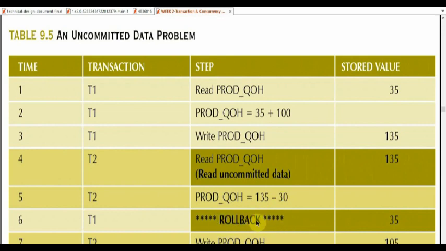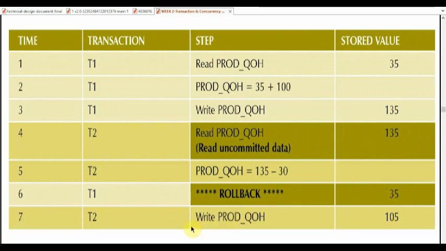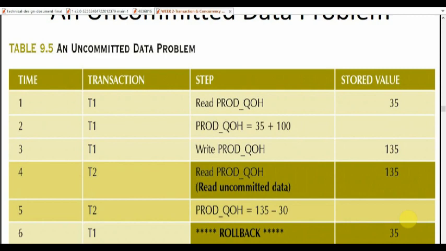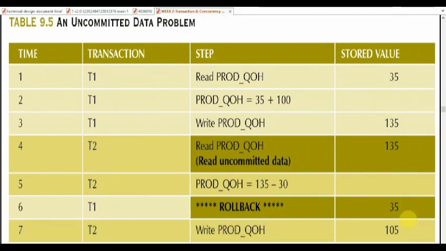At this particular time, transaction 1 decides not to commit but to roll back to the original value, so the original value is 35, but we can see now transaction 2 writes 105 as the current value and probably goes ahead and commits. That way we have what we refer to as an uncommitted data problem, working with data that is not real, not the actual final value. Now let's read this.